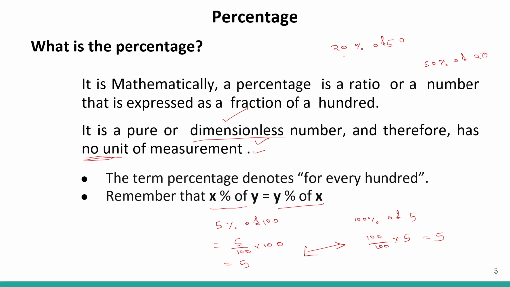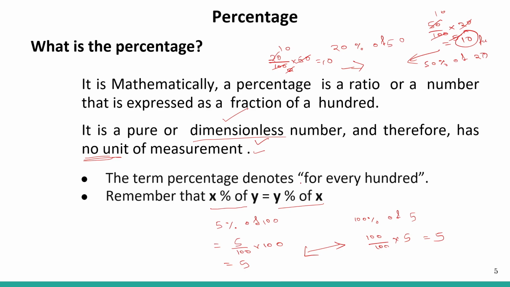Let's see this. So this will be 20 by 100 into 50, right? So this is 10. And let's see this one. So 50% of 20. So 50 by 100 into 20. So this will be nothing but 5 and 5, 10. So this will be equal to 10. 10 is the final answer. So these two are same. So here you can see from observation that actually x percentage of y is equal to y percentage of x.